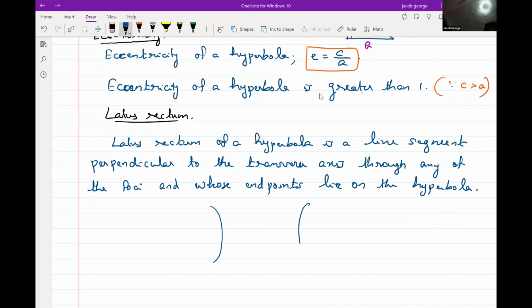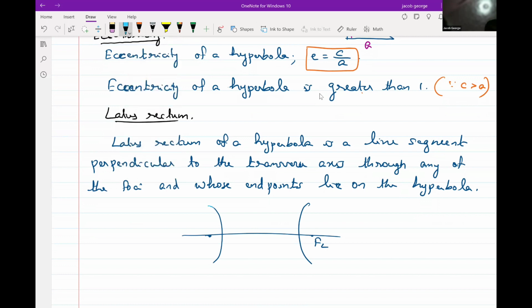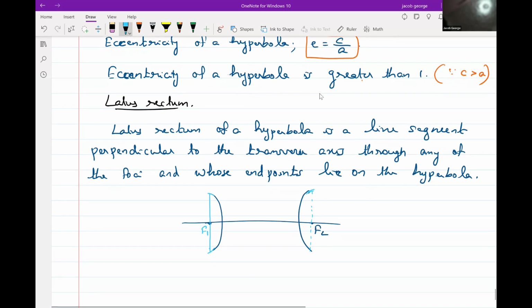So if you draw a rough diagram, these are our F1 and F2, and the latus rectum will be like this. It is a line segment through the foci like this, any of the foci, or over here also we can draw, and it is perpendicular to the transverse axis, whose endpoints lie on the hyperbola. So these are the latus rectum.